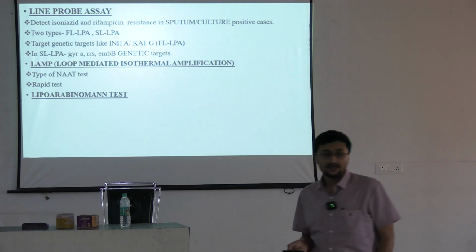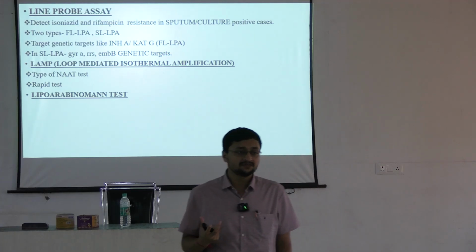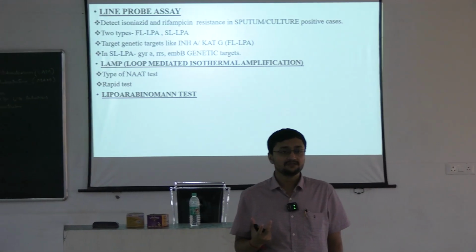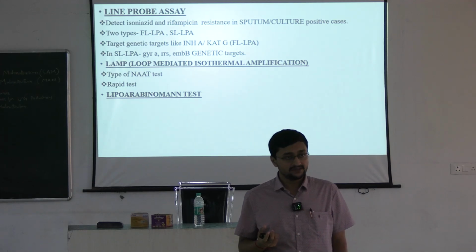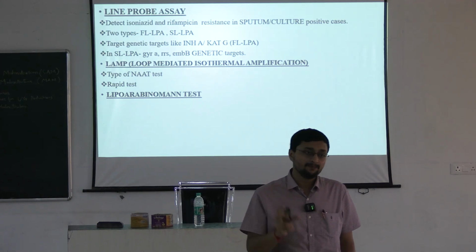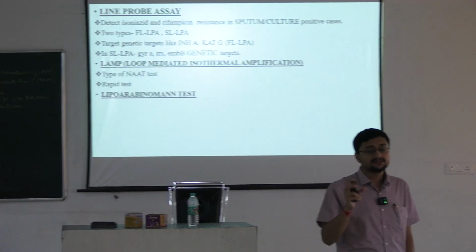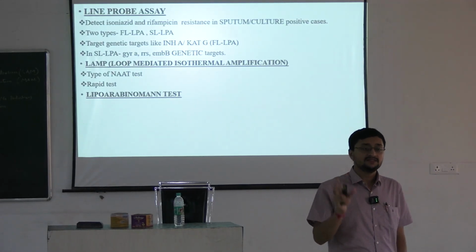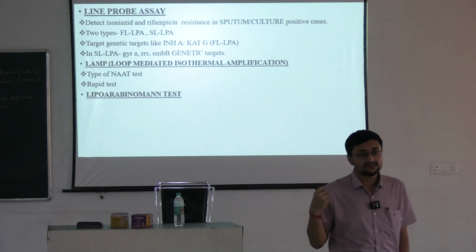Lipoarabinomannan test. So the sample needed for the lipoarabinomannan test, which is the sample? Urine. This is also a point of care test, and urine is the sample from which we can detect lipoarabinomannan, which is a component of the bacillary cell wall. So we detect that cell wall component inside the sample.